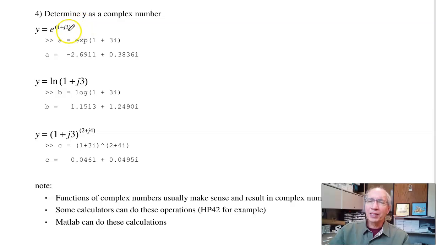If you have functions of complex numbers, surprise, surprise, the answer is complex. So with complex numbers, e to a complex number is a complex number. The log of a complex number is a complex number. A complex number raised to a complex number is a complex number. Matlab will handle this just fine. Some calculators like HPs can handle it just as well. TIs really struggle.